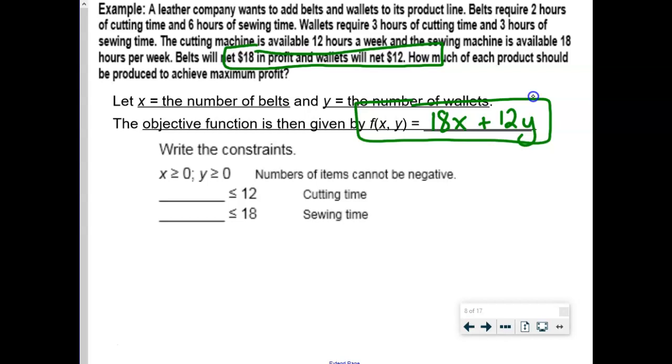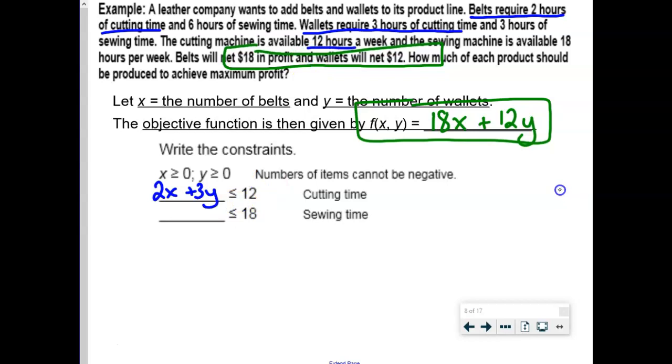So let's talk about the constraint that is given to you because of the cutting machine. The cutting machine is going to limit how much product you can make. So a belt requires 2 hours of cutting time, and a wallet requires 3 hours of cutting time. So 2x plus 3y, and the cutting machine is only available for 12 hours. So that's why it says already less than or equal to 12.